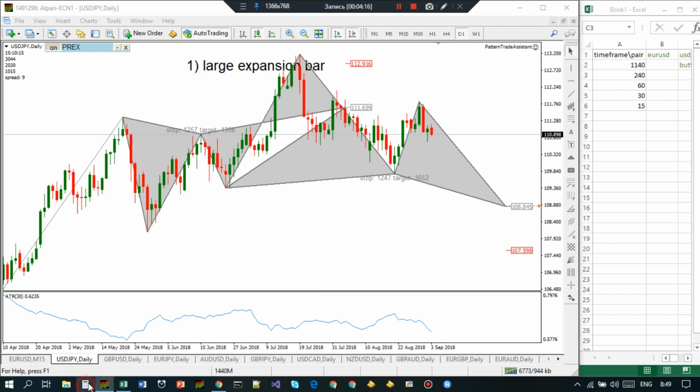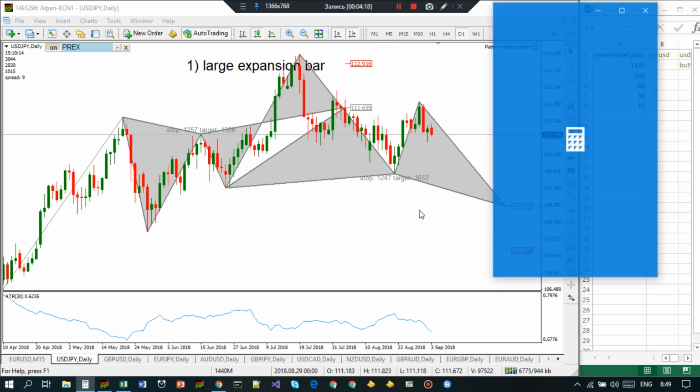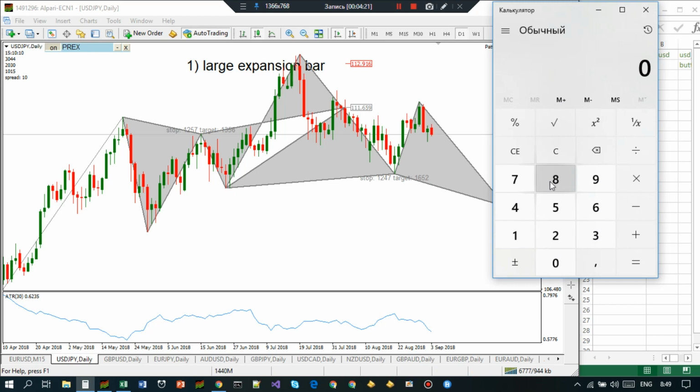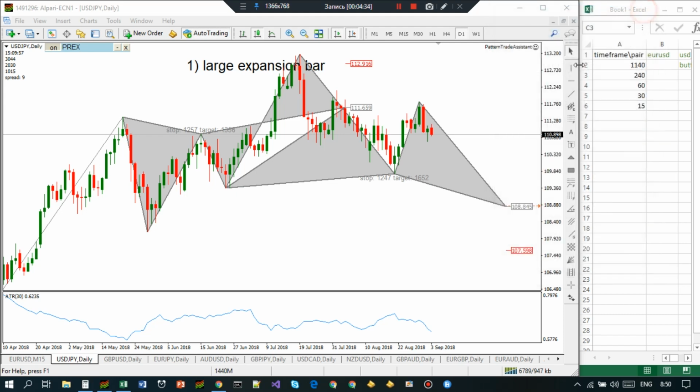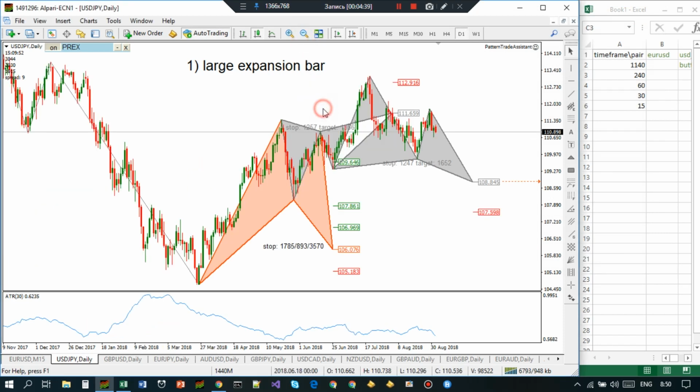So just divide 1250 by 671, and you see it is almost a large expansion bar, but not yet. So this one is not the large expansion bar yet. If you want to stay mechanical, of course these large expansion bars are something that sticks out, that jumps into your eyes. It jumps but not enough. This one also jumps, but not enough.